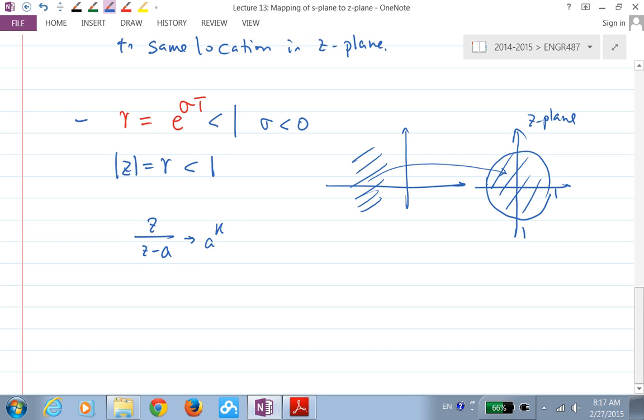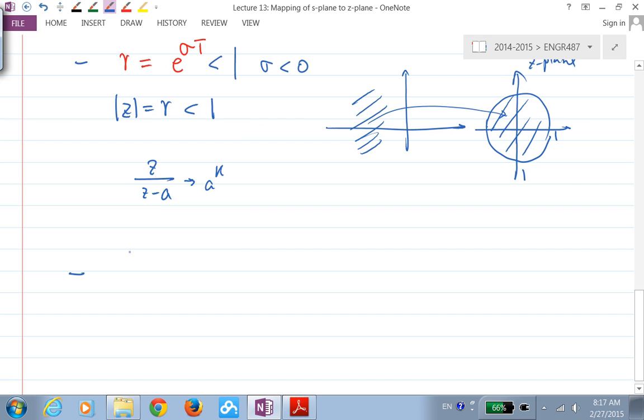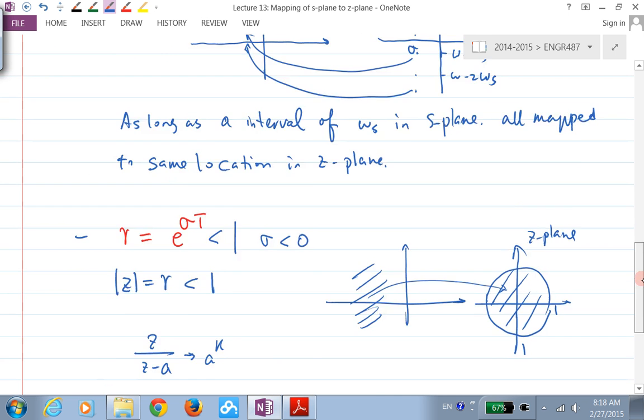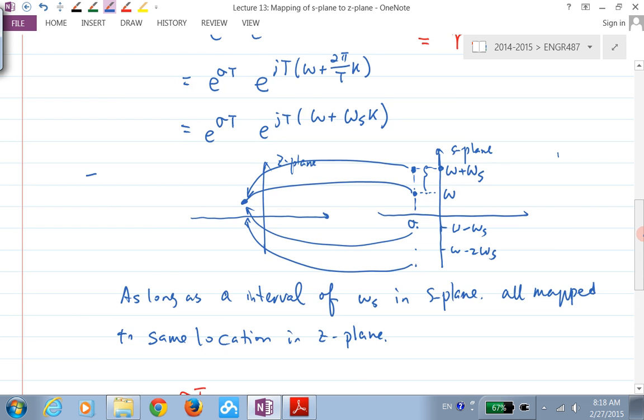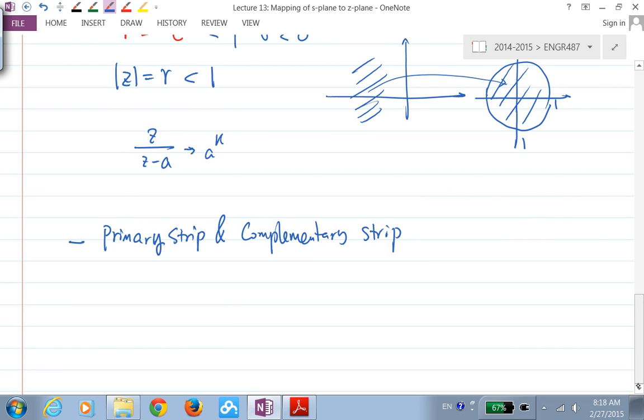Then we can take a look at another observation here. This observation will end up with a concept called the primary stripe and a complementary stripe. This observation is very much similar to the first one over here.